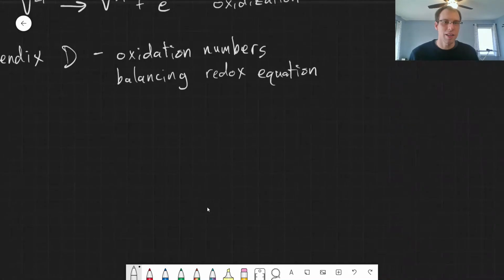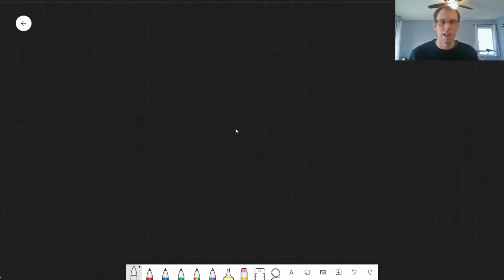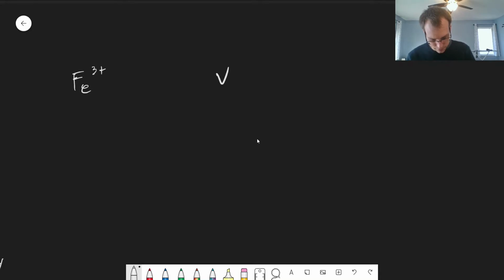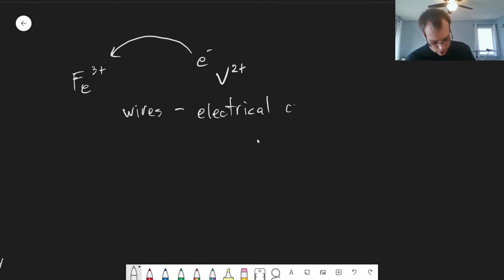Okay, so we're thinking about a redox reaction. If we take our iron and vanadium, for example, we have an electron leaving one species and going to another. In this case, for this particular reaction, the electron is going from the vanadium to the iron. And this is a simplified picture here. We actually need wires and an electrical circuit that will connect all of this, and we'll look at this in more detail as we continue through the chapter.